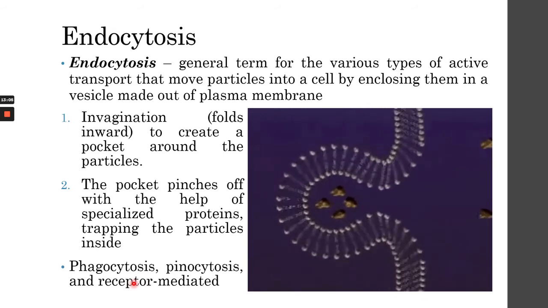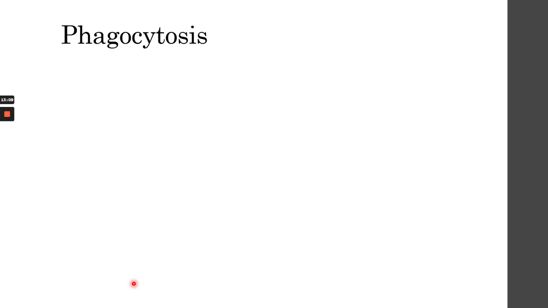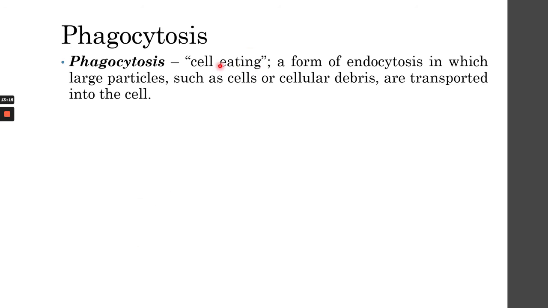Now let's talk about these three examples of endocytosis, beginning with phagocytosis. Phagocytosis basically means cell eating. So just remember that. Phagocytosis is cell eating, a form of endocytosis in which large particles such as cells or molecular debris are transported into the cell. So basically, this is what macrophages do.